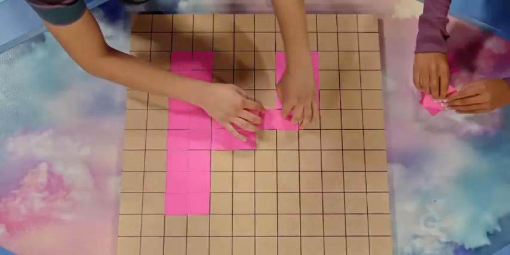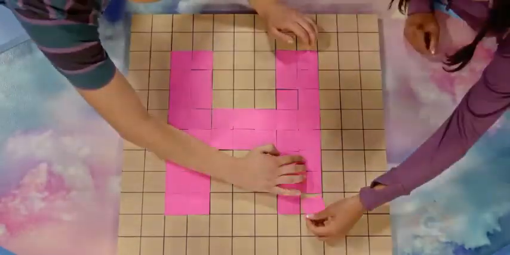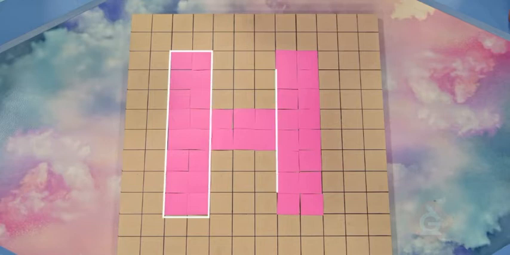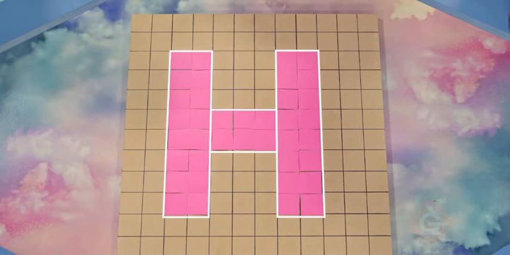Let's make an H next. Great. Now, how can you find the area of this shape? We need to split it into rectangles to use the formula. But I don't see how an H can be split into 2 rectangles. Oh, what if we split it into 3 pieces by separating the sides of the H like this? Go ahead and find the area of each section and then add them all up to find the total area.